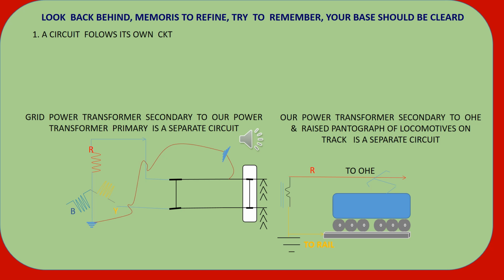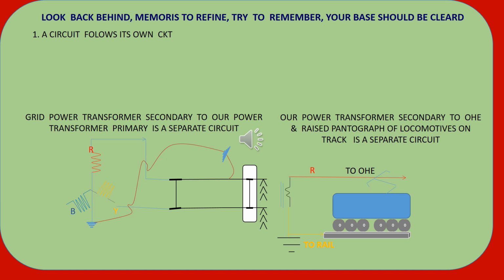Friends, a single phase transformer creates two circuits. One is from its power supply to the primary coil, and another is secondary coil to the load. And in our traction system, the grid substation, from where the supply is taken from two phase, goes to the primary circuit, and the secondary to our OHE, locomotive and track. These are the other circuit.